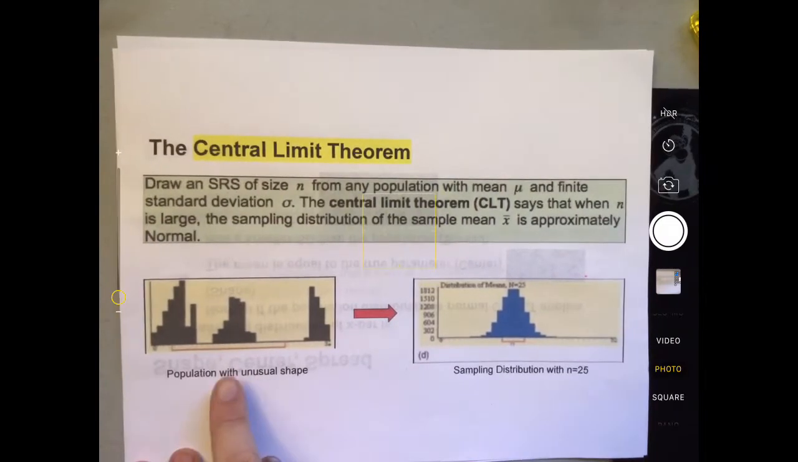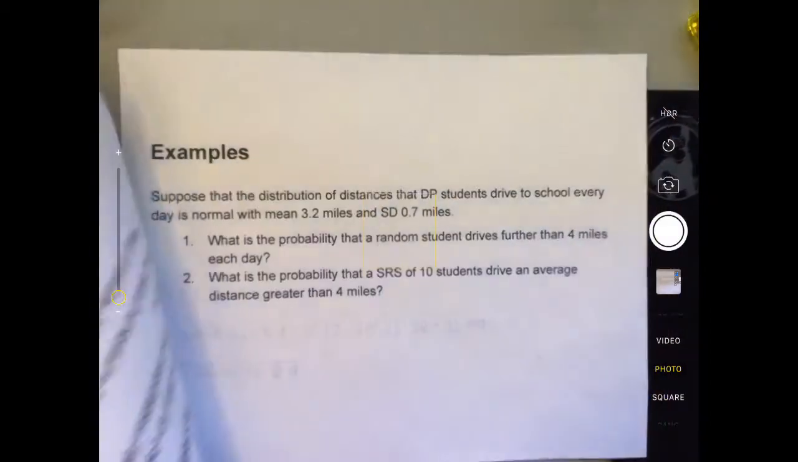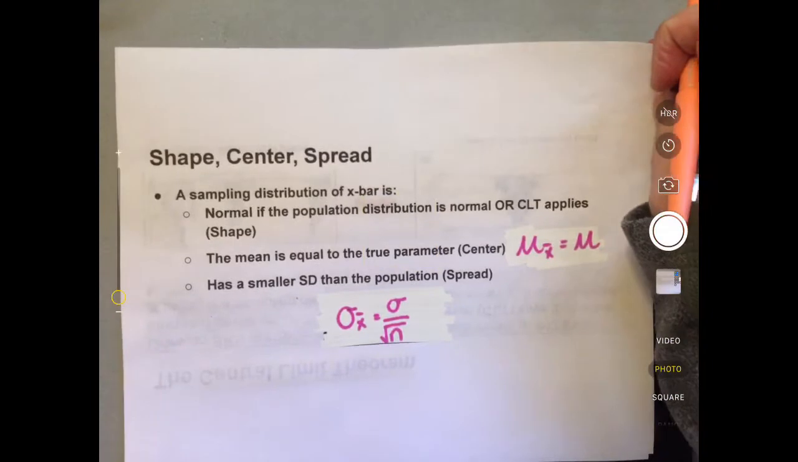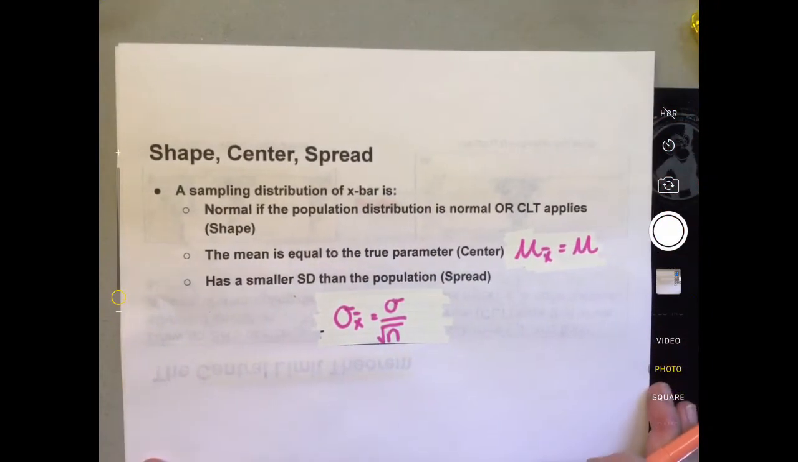All right, so here's a population with an unusual shape, but after they did a sampling distribution, so they polled 25 people, and then the next 25 people, and then the next 25 people, over and over and over again until all possible combinations of 25 were sampled, it becomes normal or symmetrical looking. A sampling distribution is normal if the population distribution is normal, or the central limit theorem applies.